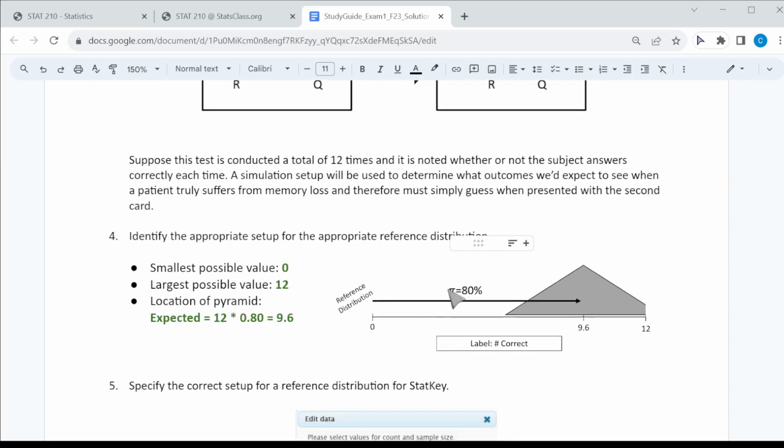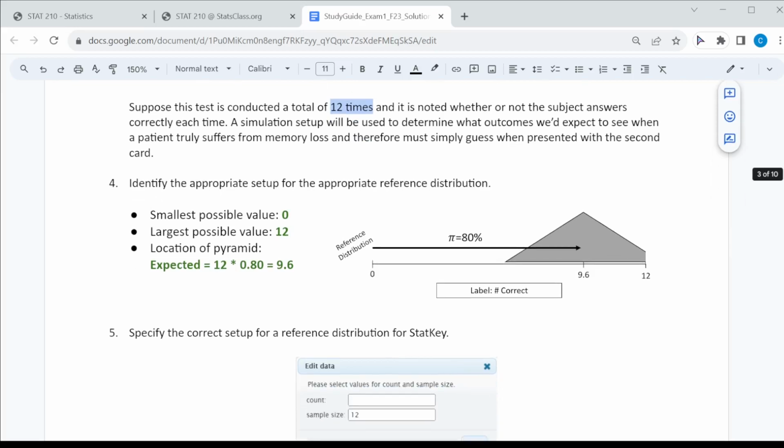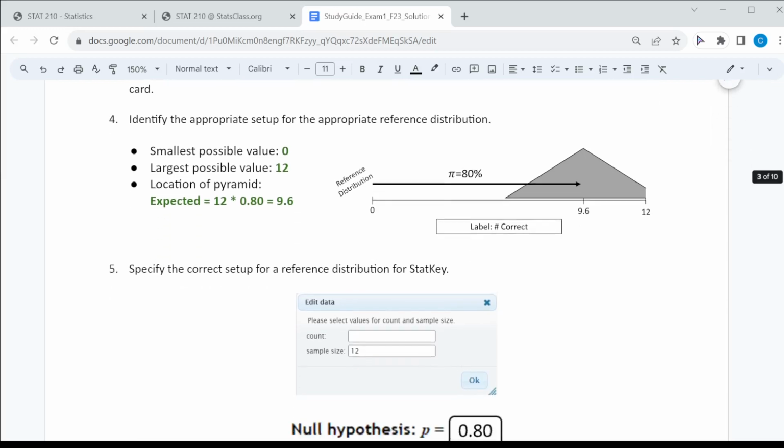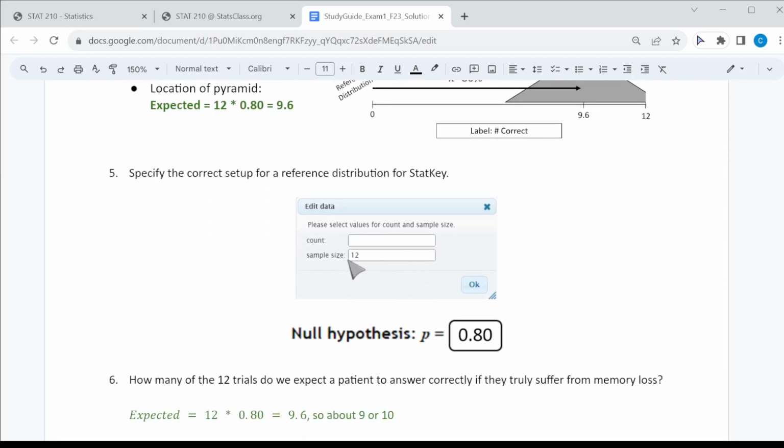So identify the appropriate setup of the reference distribution here. There's only 12 trials going on here. So 12 is going to be the maximum, 0 is going to be the minimum. We're tracking the number of correct, and then the 80% up the number line is where I'm going to have my reference distribution. Now this has a pretty compact number line, so we might end up having a little bit truncated off here on the right side. We're not going to worry too much about that. In fact, here we care about the left side, but we'll wait for that. That's coming up. Likewise, the setup here is sample size is going to be 12.